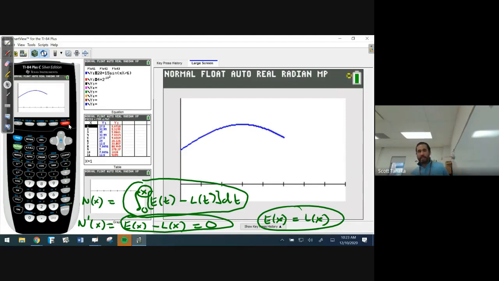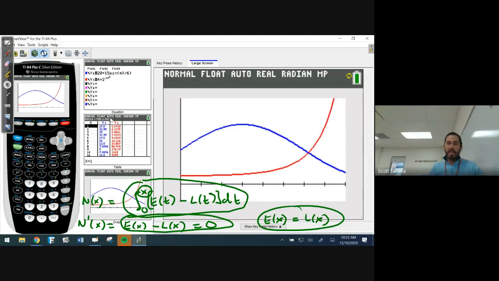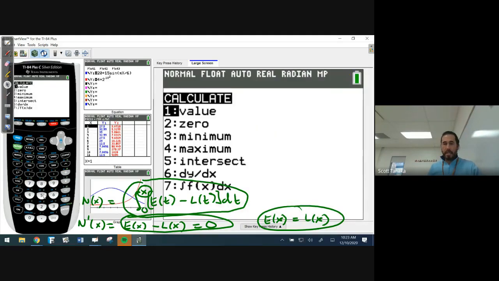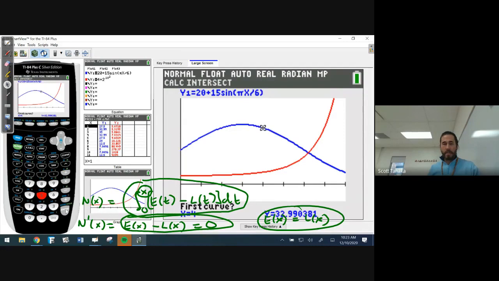If you're really good and watched the mosquito video, you hopefully remember that you have to store your answer, right? We have to store our answer. Okay, and I'll tell you how we're going to use it in a moment. All right, so they intersect where the red meets the blue, which would be second calc. Intersect is number 5. Enter, enter, enter. There it is. 6.2035644. That's where they intersect. So that means it could be a possible answer.